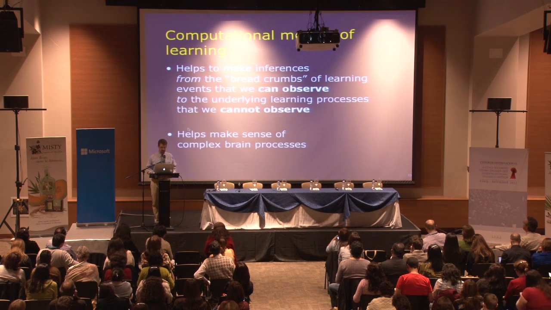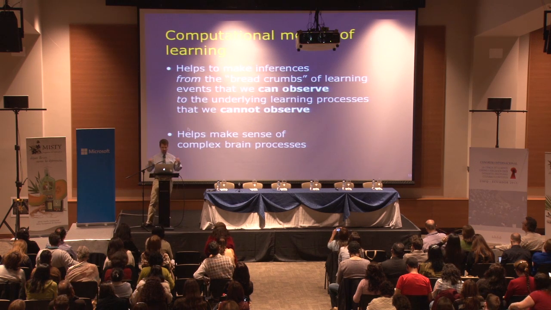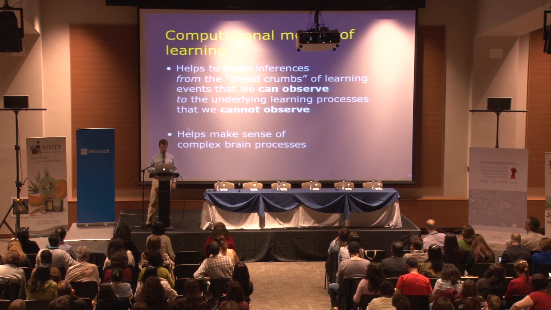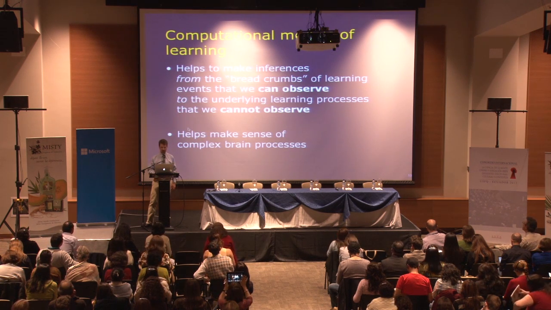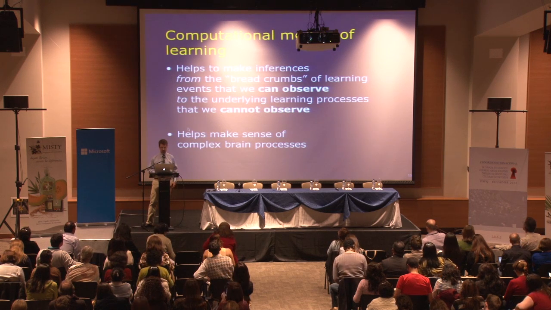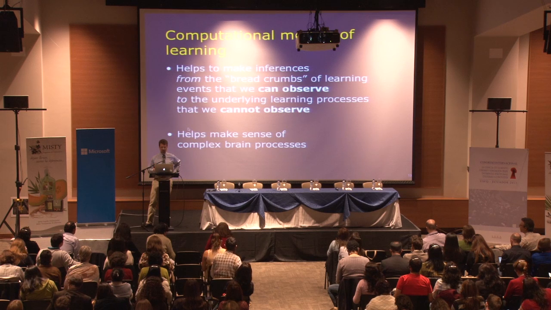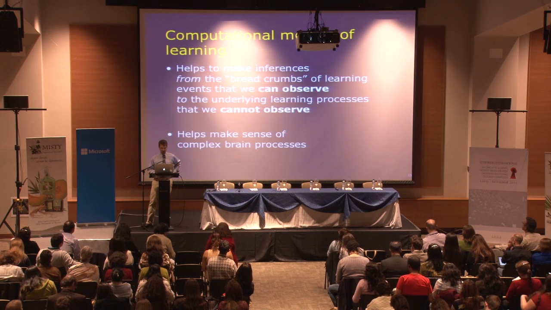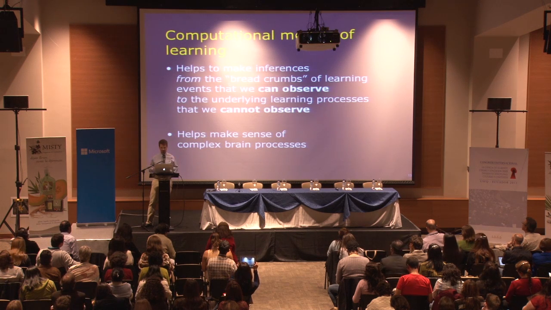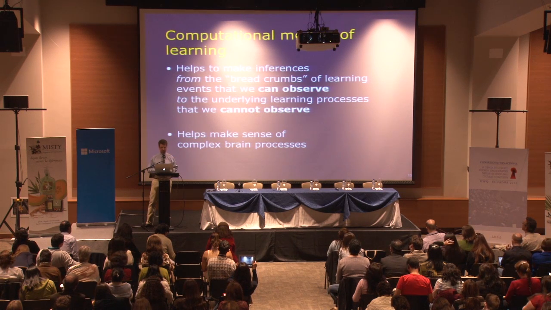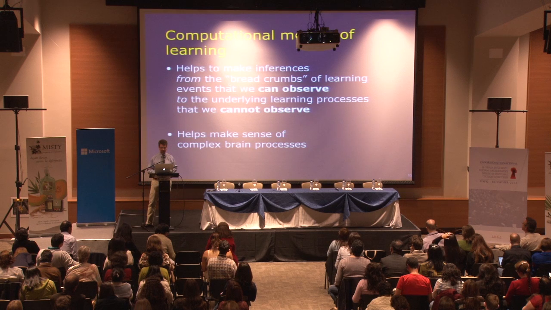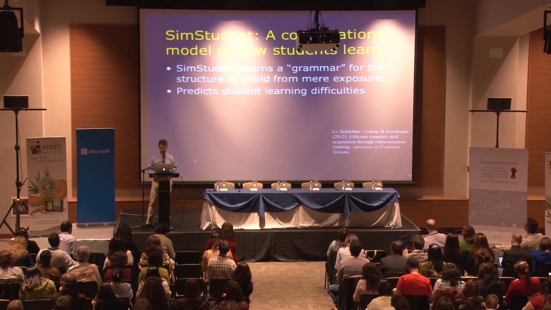So I wanted to give one more sense of the way we tackle this problem of understanding what's happening under the surface, and that's through computational models of learning. I think we heard a little bit about computational models of brain function yesterday. Our focus here is at a higher level, at problem solving and thinking and how to learn how to problem solve. These models are powerful because they help us make inferences from those breadcrumbs of learning events that we can observe to the underlying learning processes that we can't. It helps us make sense of complex brain processes of what's happening underneath the surface.